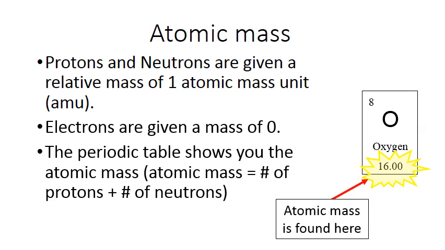Because remember, at the top left there, for oxygen here, we have an atomic number of 8. That's the number of protons. So at the bottom, we have the atomic mass, which is the protons plus the neutrons. And it's got to be bigger than just the protons. So we have 8 protons, 8 neutrons. That gives us an atomic mass of 16 for oxygen.